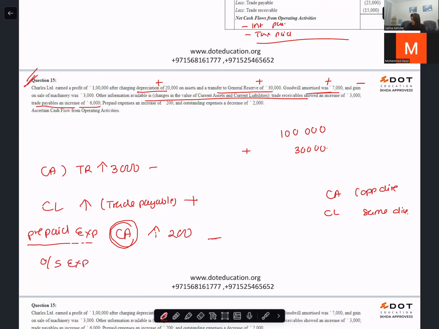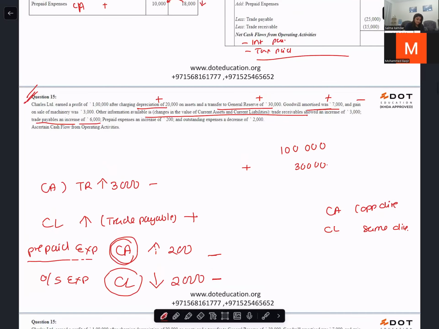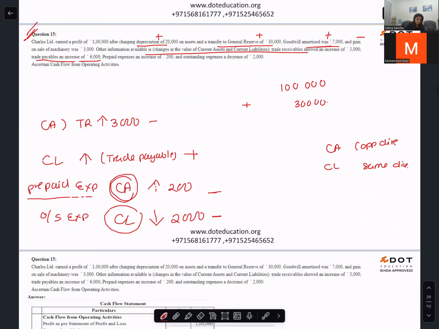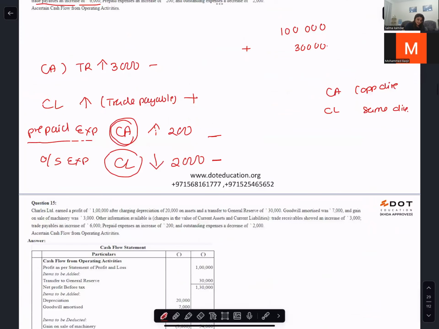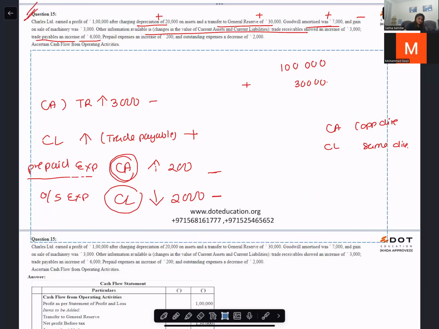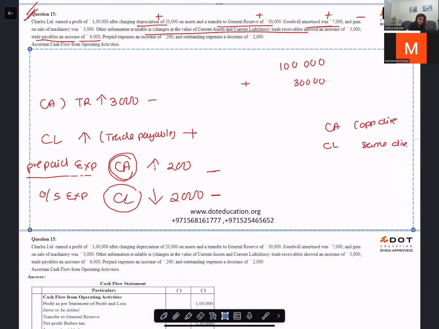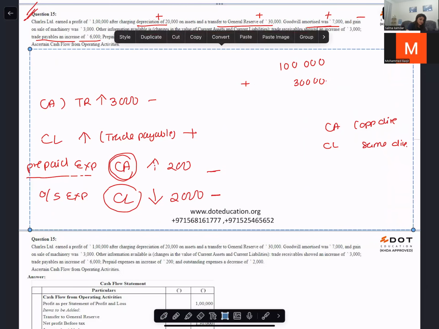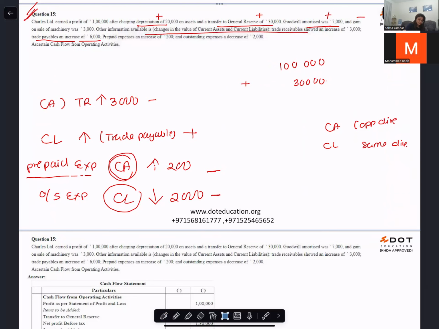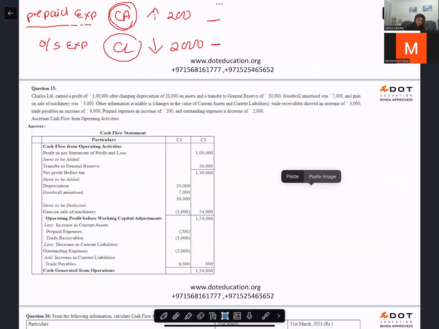Outstanding expense, current asset or current liability? It's a current liability. It is decreasing 2000. Current liability, same direction, decrease. Okay. So keeping this in mind, you should know what is non-cash, non-operating expenses, what will come in profit before interest and tax, what will come in other things. Come on, do this.